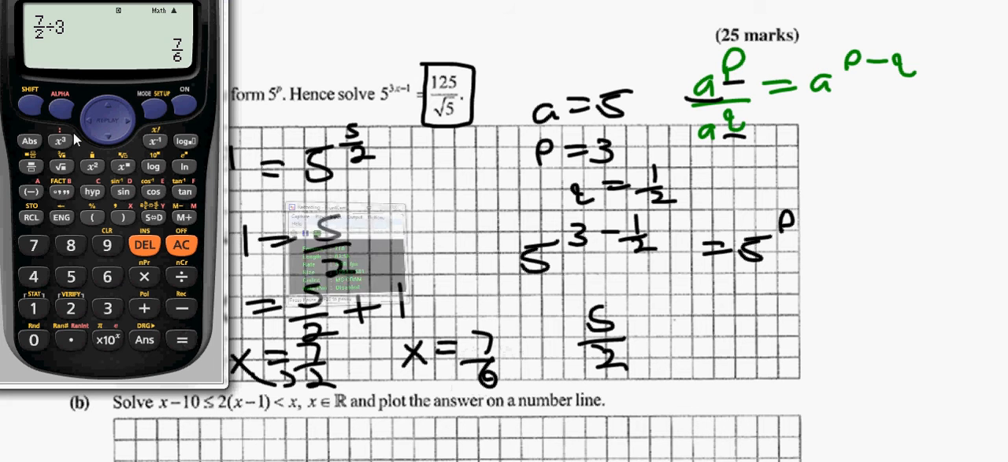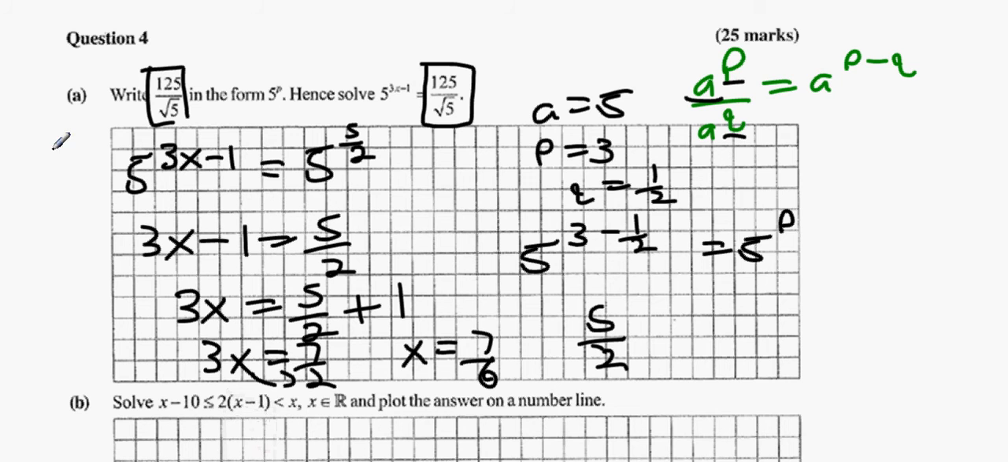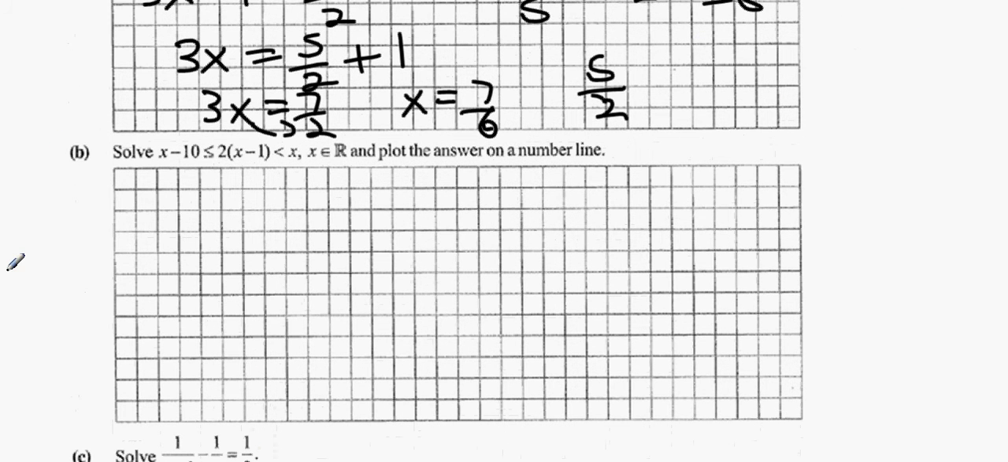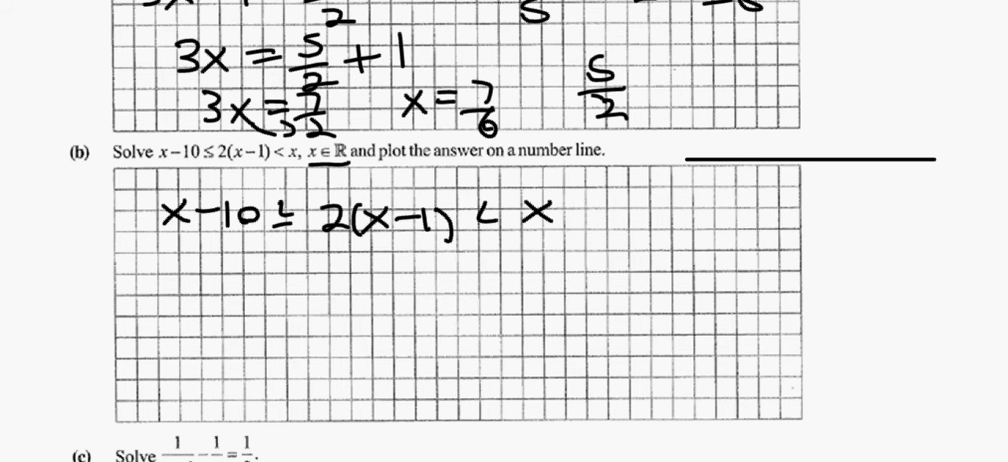Okay, so next question. Solve x minus 10 is less than or equal to 2 multiplied by x minus 1, which is smaller than x, where x is an element of R. What x element of R means is that fractions and decimals are included. So you're going to have a shaded in number line at the end. If you were to have an answer of like 1, 2, and 3, if it's natural numbers or integers, you dot them. But for real numbers, you have to shade in the line, because everything, including fractions and decimals, is included.